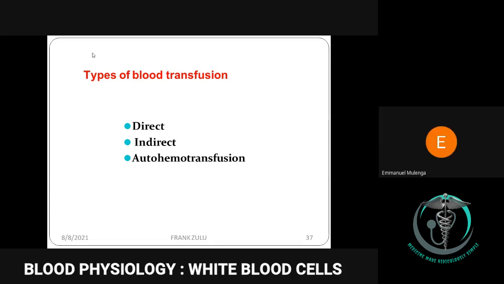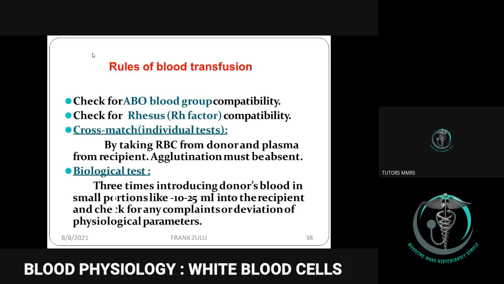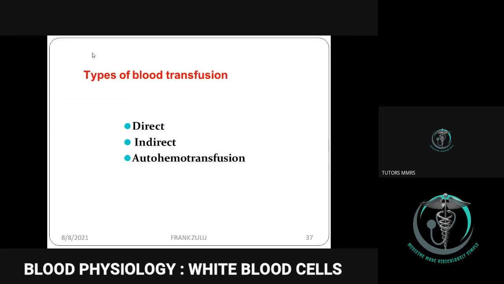Okay. Thank you very much, sir. So if there are no questions, we'll look at the types of blood transfusions. We have the direct, indirect, and auto hemotransfusion. So the direct, remember, it's like the ABO system. So you put blood, it directly clots. Indirect is like what is happening in the fetus. Remember the Rh incompatibility. Auto hemotransfusion, this is where you get blood.